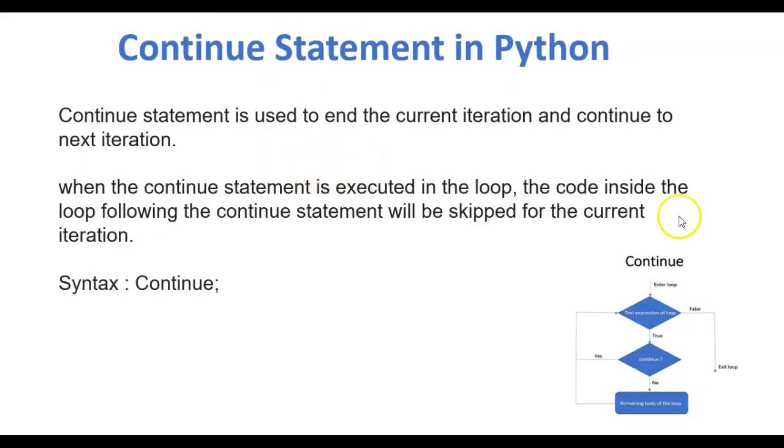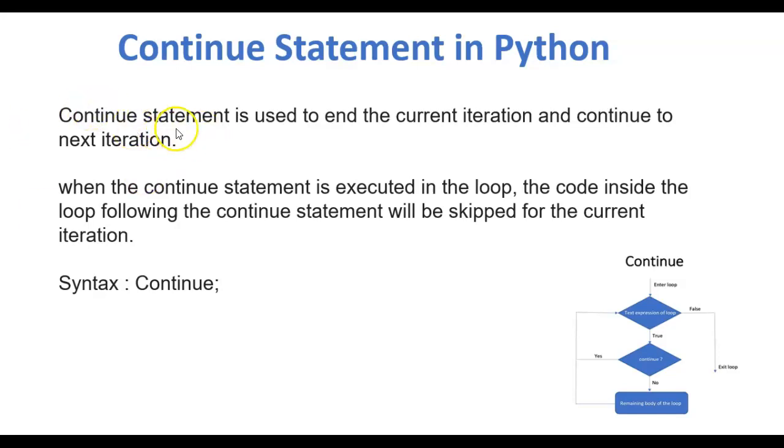Next, the continue statement. What is the purpose of the continue statement in Python? The continue statement is used to end the current iteration and continue to the next iteration. If you want to skip the current iteration, instead of terminate, I think we should use the correct word, which is skip. The continue statement is used to skip the current iteration when the condition is met and allows the loop to continue with the next iteration.